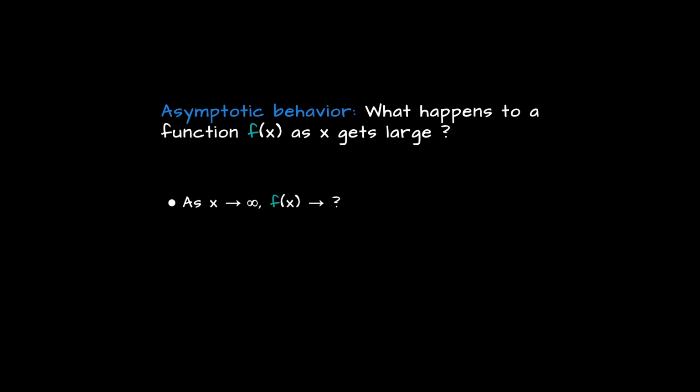So to be a bit more formal in our notation, we might ask, as x approaches, or as x goes to infinity, what value, if anything, does the function f of x go to or approach? Likewise, if x goes to negative infinity, then does the function f of x approach some particular value? If we can answer these questions, then we can describe the asymptotic behavior of the function f.